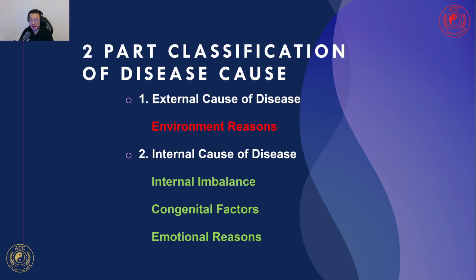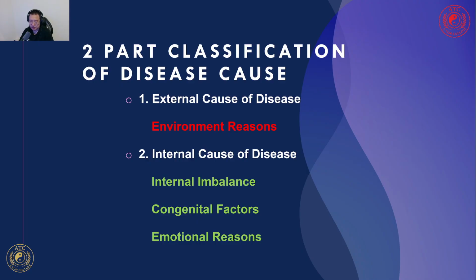That's internal imbalance. And second is congenital factors, or we call it prenatal reasons, or inherited factors, inherited reasons. That's also belong to internal course of the reasons. It's not external given by the parents. No, it's the internal development of the human body. So congenital factors belong to the internal course of disease.